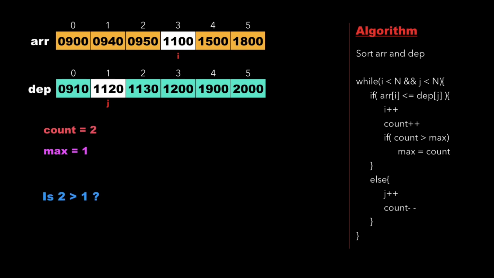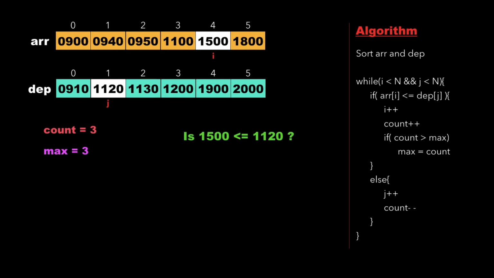And again we check whether count is greater than max, that is, do we require more platforms than the minimum required, and we update the value of max as 2. That is, until now we have 2 minimum platforms required. So again we check whether 11 is less than 11:20, and since it is, again we increment i, increment count as well, check whether count is greater than max, and count is greater than max, that's why we update the value of max as 3. So till now we have got that we require minimum 3 platforms.